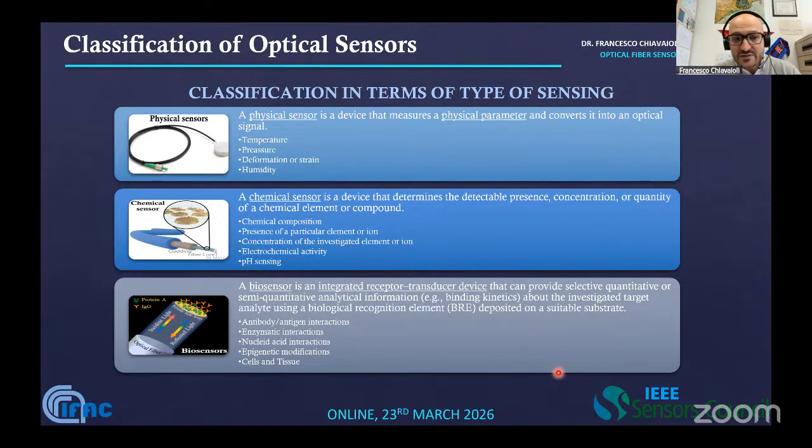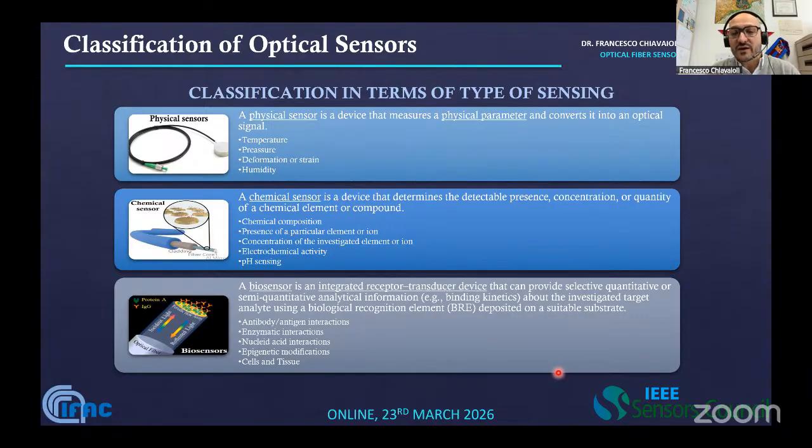Then we have chemical sensors. In this case, the device is able to determine the presence, the concentration, or quantify a chemical element of a compound. And these are some examples of the typical parameters that are used in chemical sensing: the composition of chemical elements, the presence of a particular element or ion, the concentration, the electrochemical activity, and pH sensing. Finally, we have biosensors.